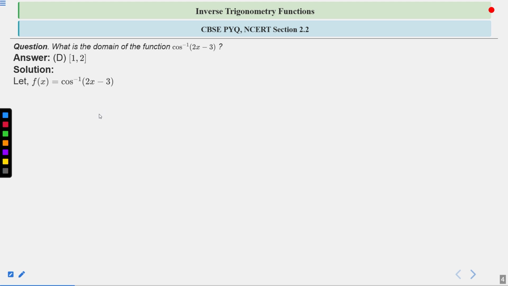Let f(x) is equal to cos inverse 2x minus 3, right? Now we know that 2x minus 3 will always lie between -1 to 1, because the domain of cos inverse always lies between -1 to 1. Therefore here 2x minus 3 will always lie between -1 to 1, right? So we can further solve it as 2x will lie between 2 to 4, as we will add 3 throughout the given inequality.